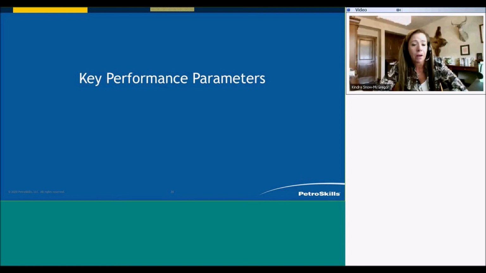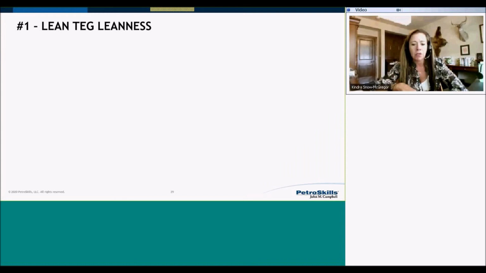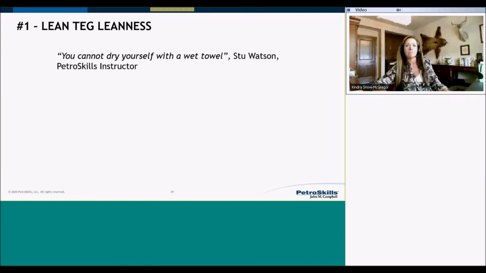All right, so that was a very fast overview of what my TEG process looks like. Now, I want to talk about the key performance parameters, because you guys, these are the important things that you need to keep an eye on if you're running one of these units. And so the first one is lean TEG leanness, all right? And so I have a quote from our friend Stu Watson. You cannot dry yourself with a wet towel. Stu Watson, PetroSkills instructor. And that is absolutely true. And that is also true for lean TEG.